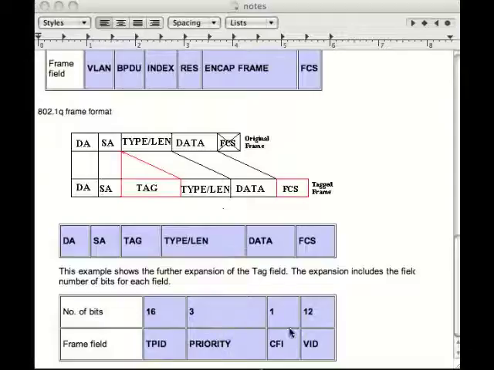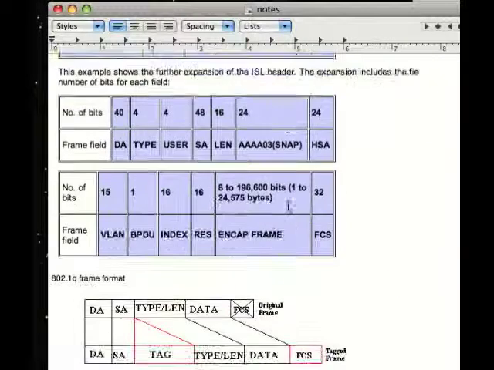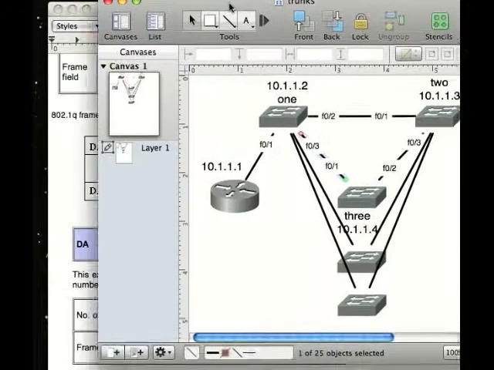And then here at the end you have 12 bits for the VLAN identifier, which is the VLAN that you go on. And 12 bits is enough for 4,096 VLANs. So those are the 802.1q frame formats.